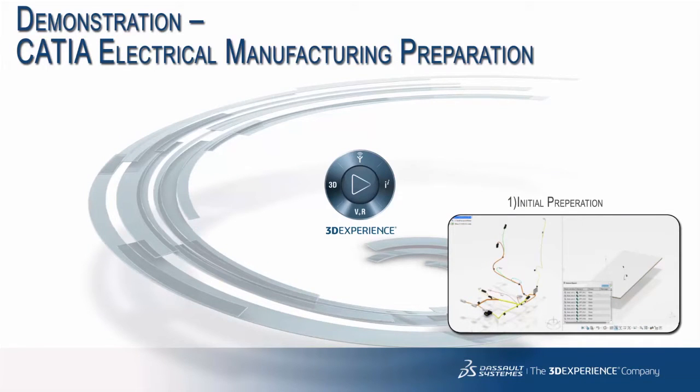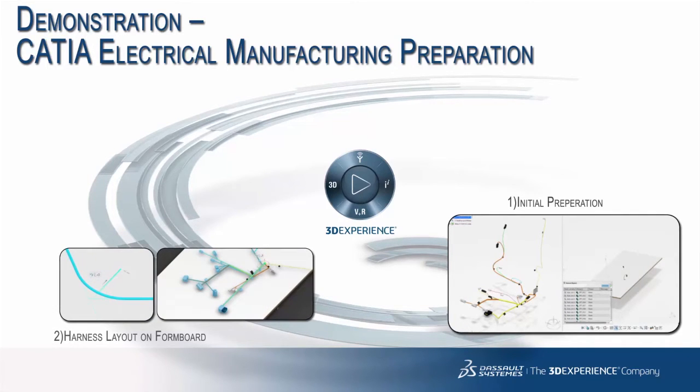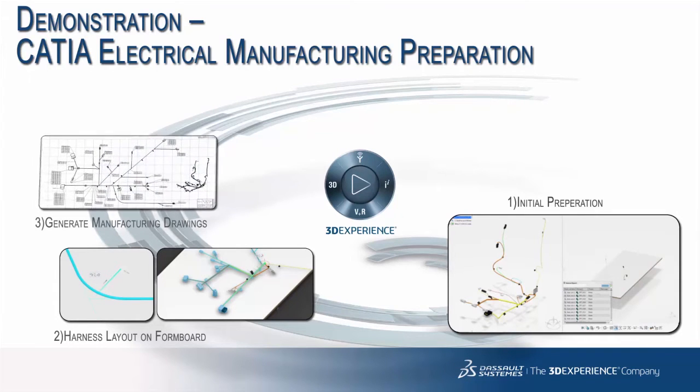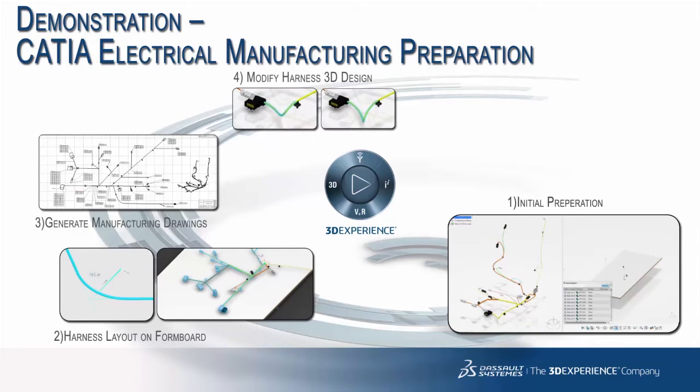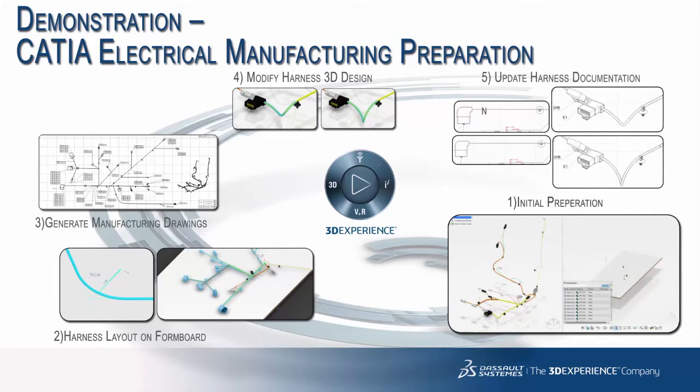If we look at the demo, we first will do an initial preparation, starting with the 3D, creating a manufacturing document which is completely linked to the 3D. Then we lay out the harness on the Formboard using very simple mechanisms, dragging and dropping, to align it and to optimize the layout, generating the manufacturing drawings. And whenever there is a change in the 3D, and we will show this in the demo, we do a modification and we update the harness documentation.